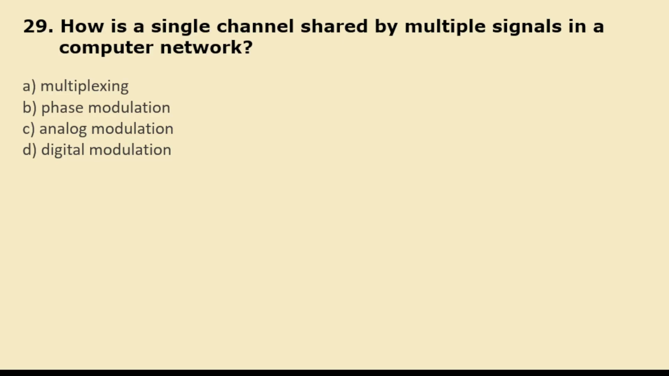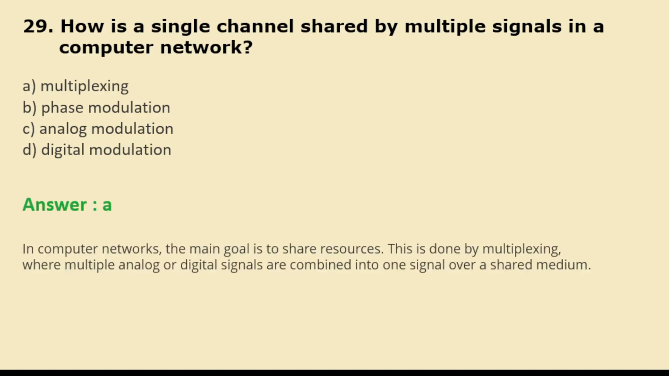Question number 29. How is a single channel shared by multiple signals in a computer network? A. Multiplexing. B. Phase modulation. C. Analog modulation. D. Digital modulation. The correct answer is A. Multiplexing. In computer networks, the main goal is to share resources. This is done by multiplexing, where multiple analog or digital signals are combined in one signal over a shared medium.